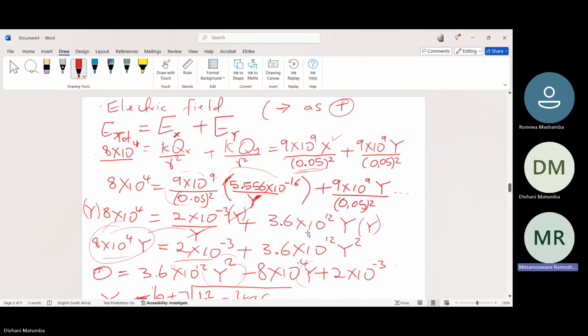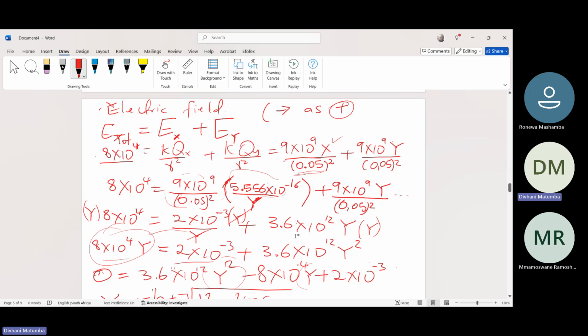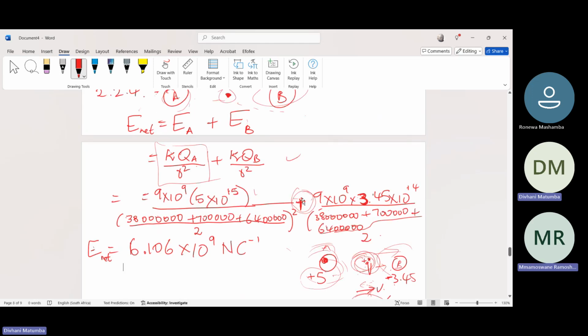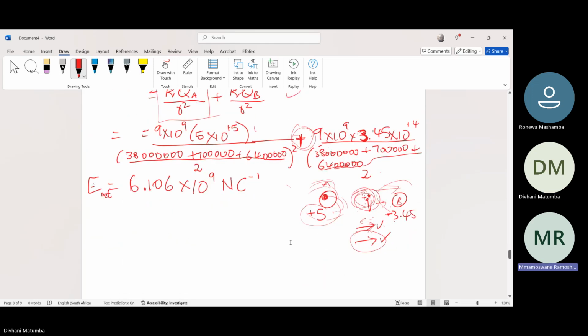Can you hear me now? Yes, now I can hear you. Did you understand why we had a plus sign instead of a minus? Sir, I actually have a question. Isn't our test charge positive? It is always positive, yes. But then if B is negative, why is it not moving to the left instead of the right?